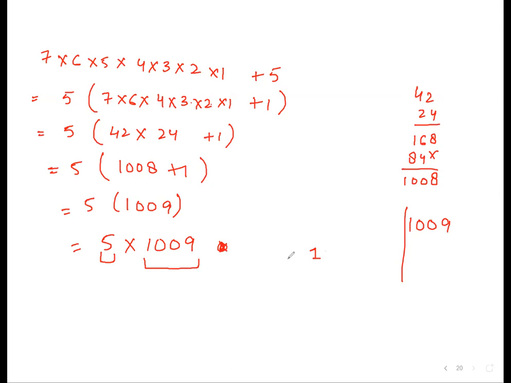So 3 factors are in front of you. One is 1, another is 5, another is 1009. So you have more than 2 factors. Since it has more than 2 factors, it's a composite number.